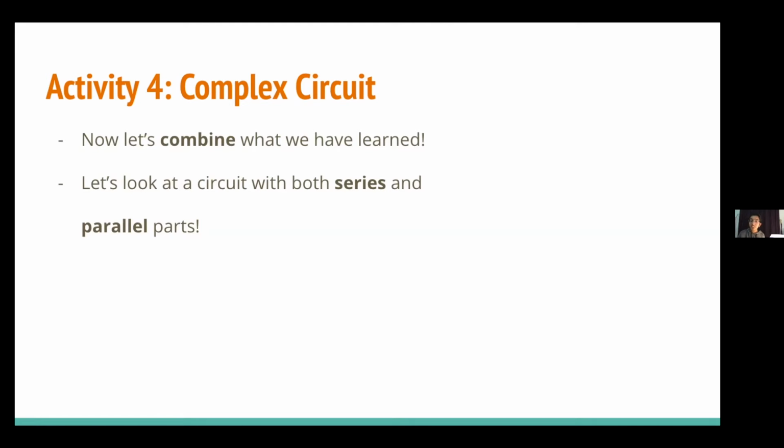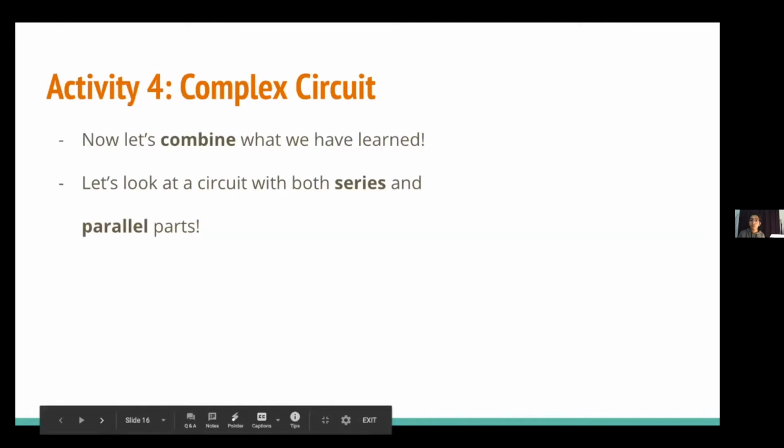Whereas for series circuits, because the electrons had only one path which they could flow through, they had to share their energy between each consecutive bulb. And so there was less energy transferred to the bulb, and so we had less brightness. All right.